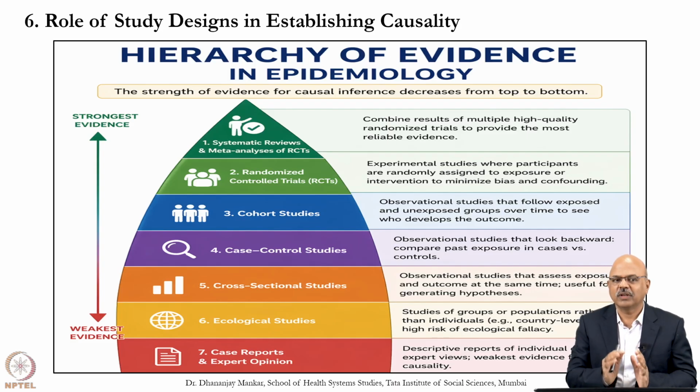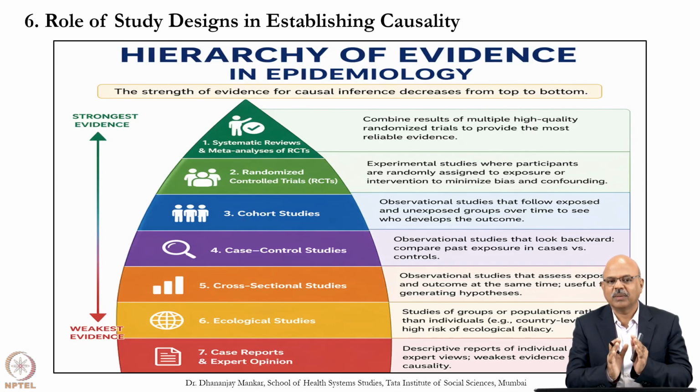Now comes the role of study design in establishing causality. The hierarchy of evidence in epidemiology: it is very important that the strength of evidence for causal inference decreases from top to bottom. The systematic review and meta-analysis of randomized controlled trials is the strongest evidence, and as you go down towards the bottom of the pyramid, you can say there is the weakest evidence.